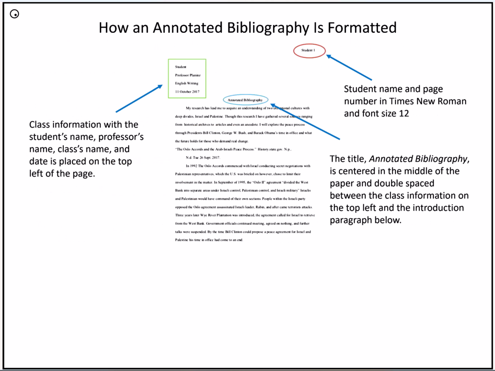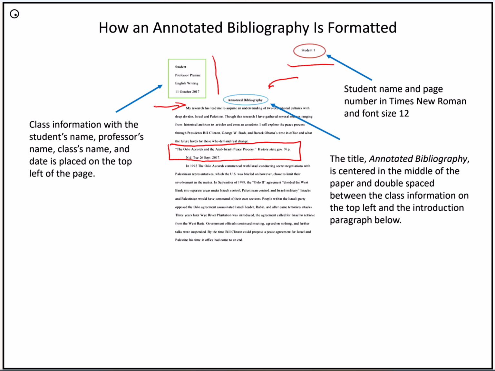And here's an example that I developed for students a few years ago. As you can see, we have our full MLA format, our header in the top right, our class information in the left, and then we have our title right there centered. And then our first paragraph that is double spaced, remember that it's indented. And then we begin with our first source citation right here.